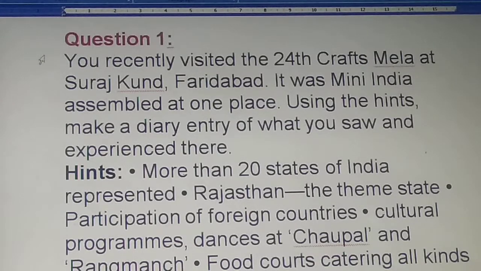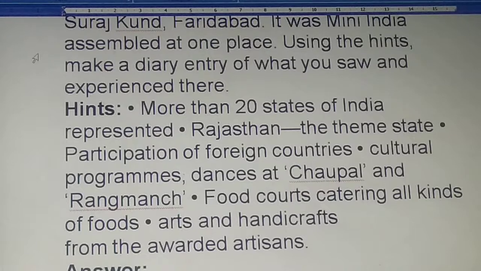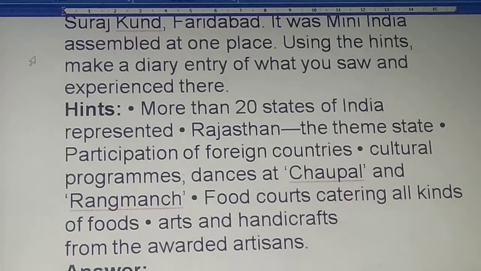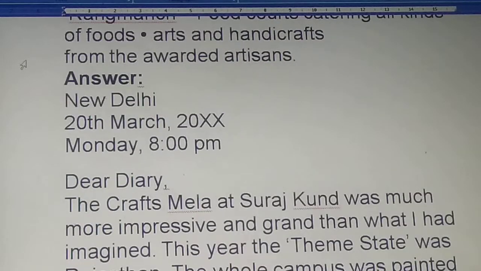You recently visited the 24th Crafts Mela at Surajkund, Faridabad. It was mini India assembled at one place. Using these hints, make a diary entry of what you saw and experienced there. Some hints are given. You can write the answer using these hints. Okay, so how do you write it?